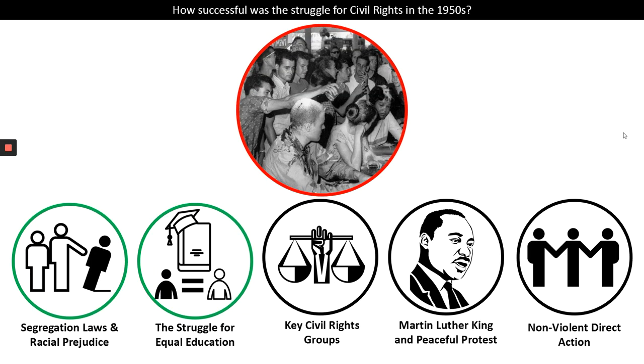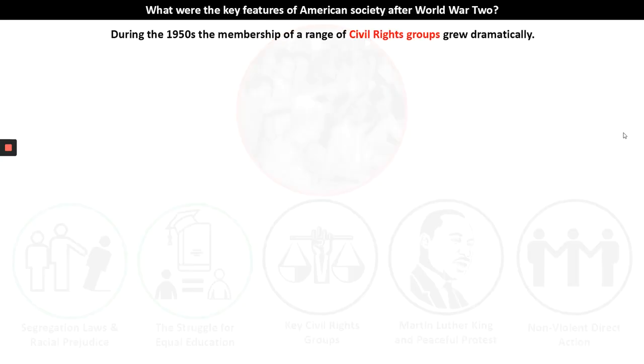So we've looked at the context, we've looked at the struggle for equal education and the Supreme Court case Brown versus Board of Education. Let's have a look at some of the key civil rights groups emerging in this time so that we better understand the rest of the movement in the 1950s.